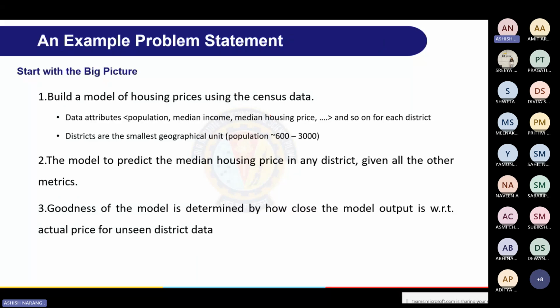Let's start with a bigger picture. Let's say you want to come up with a model of housing prices using the census data. The very first thing is, you need to figure out what kind of problem it is. Okay, you want to apply machine learning, fine, but figure out what kind of problem it is. Let's say I talk about two things which we have covered in chapter 1 or session 1, regression and classification. Regression is all about predicting a continuous variable, while classification is all about predicting a discrete variable.